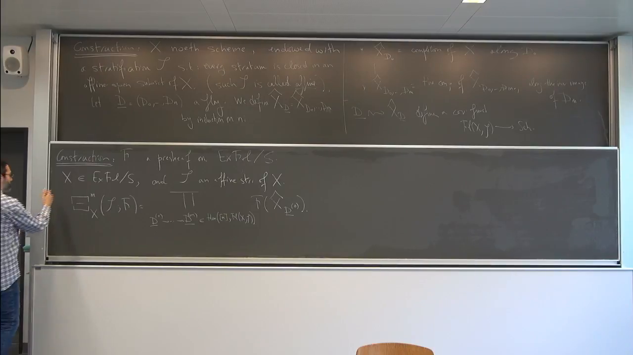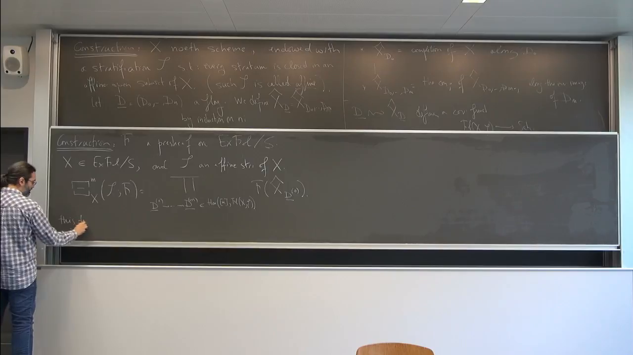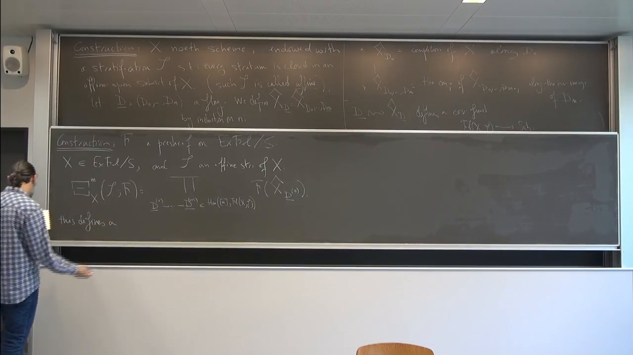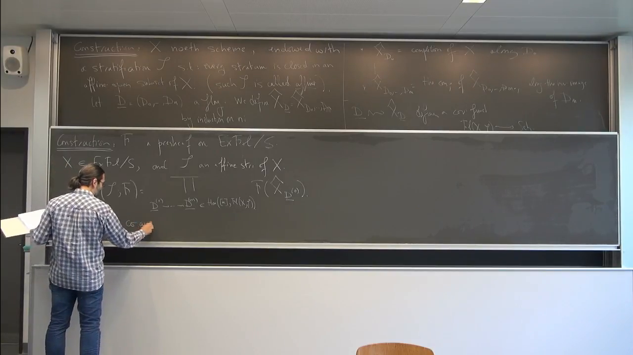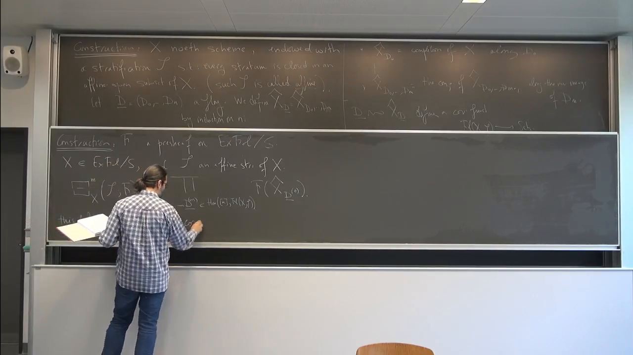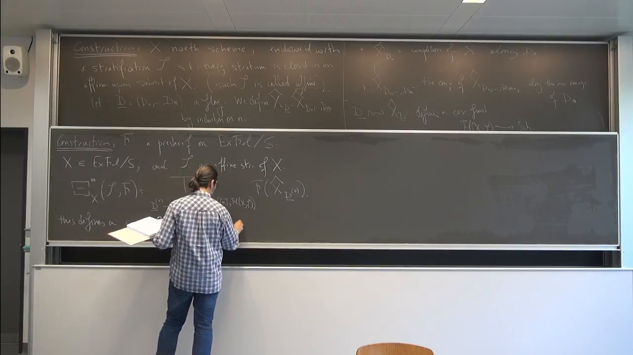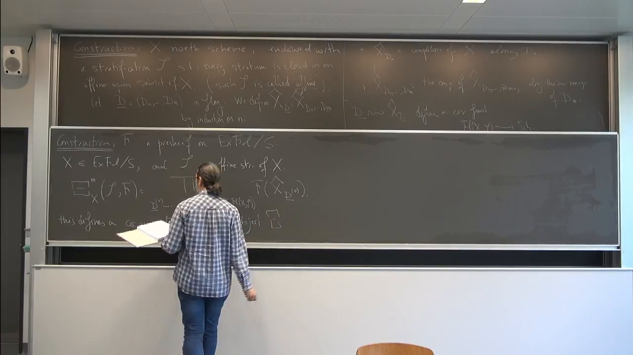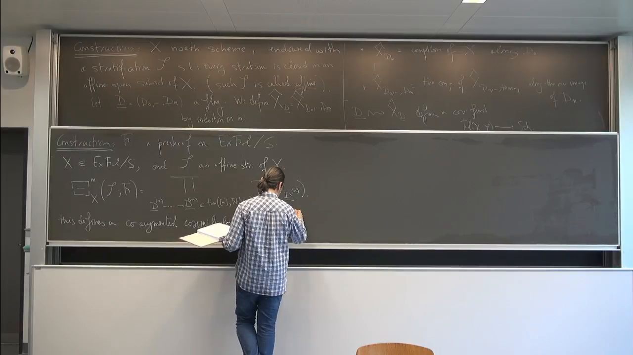So why do we do this? Because this defines naturally an augmented, so a co-augmented co-simplicial object that we just denote by chi x, maybe with a dot, sf.